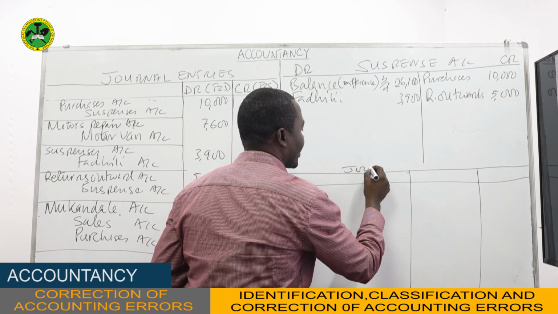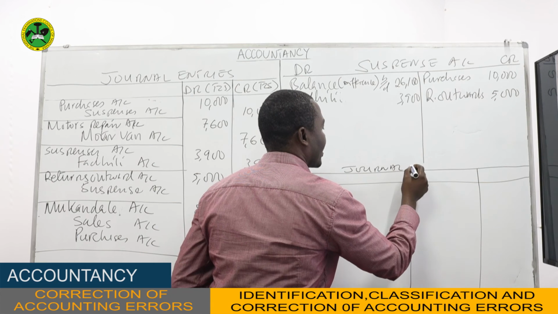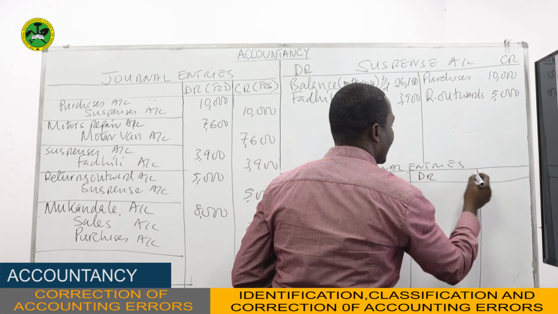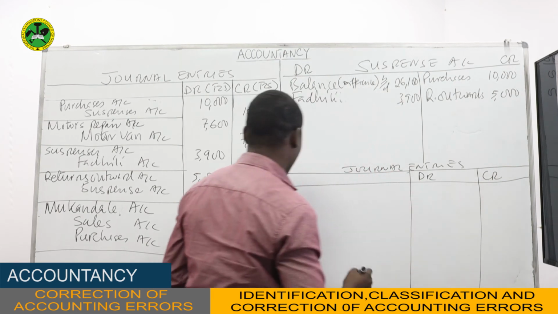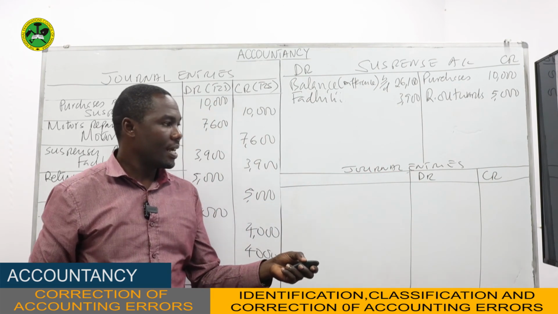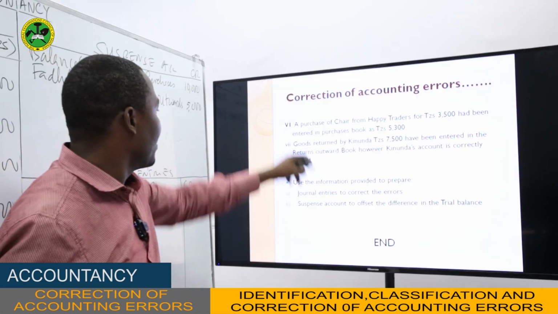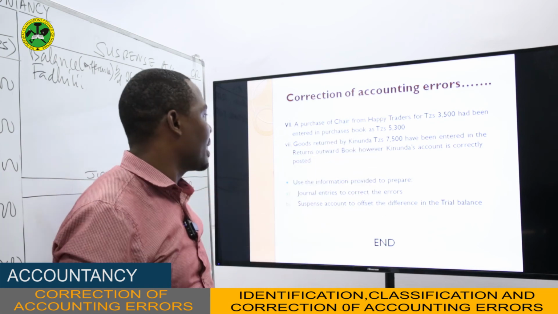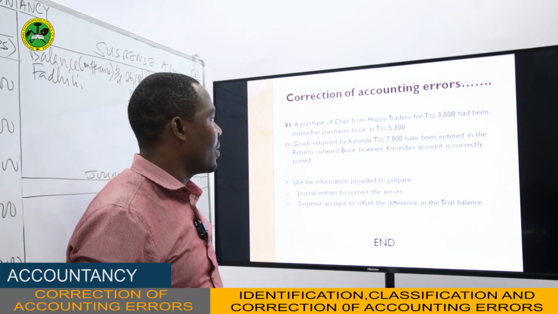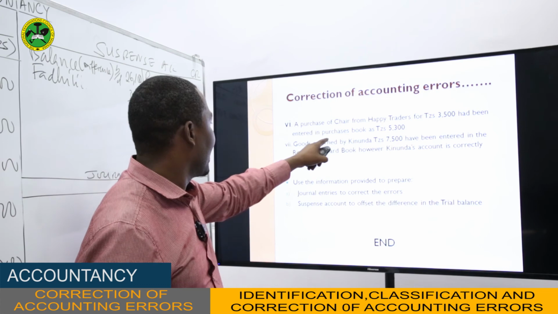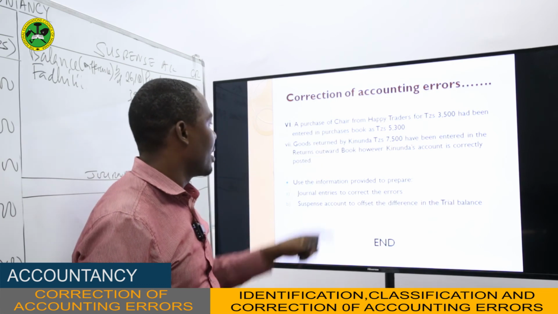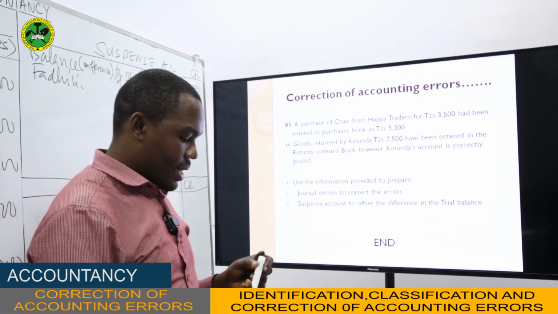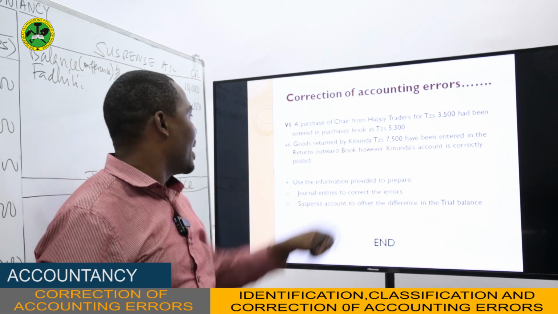This is our journal. This is debit and this is credit. We proceed with the next item, that is item number 6. A purchase of chair from Happy Traders worth 3,500 had been entered in the purchases book as 5,300. So this constitutes more than one error.